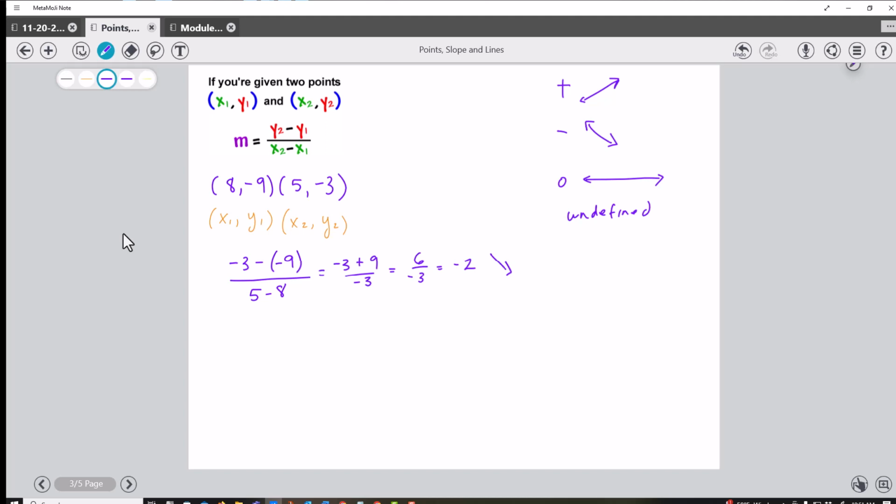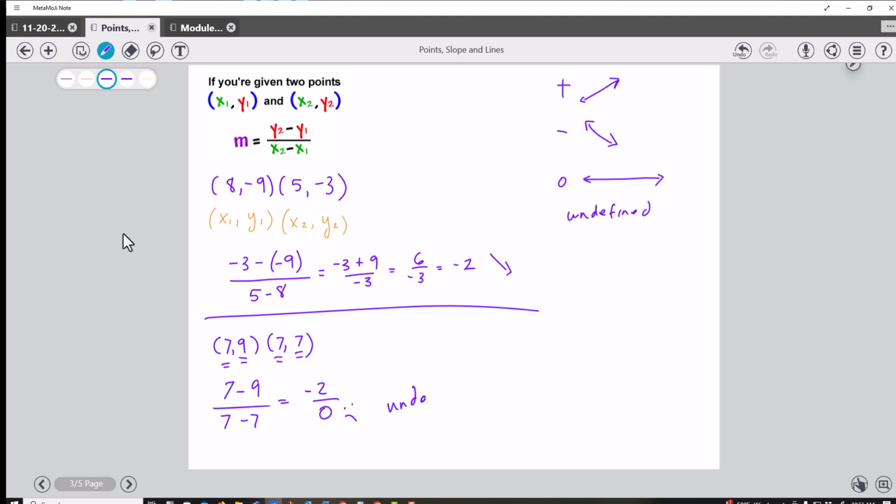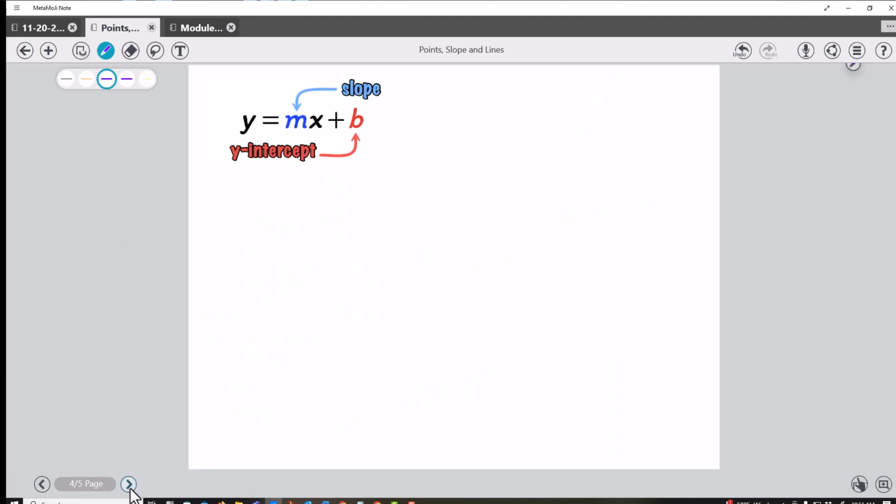I mentioned an undefined slope, how that happens. Let's say I have the points (7, 9) and (7, 7). Now if I do my y2 minus y1 over x2 minus x1, do you hear sirens going off? Woo, woo, woo! You cannot divide by 0. So this would be what's called an undefined slope. All right, let's see what I got next.